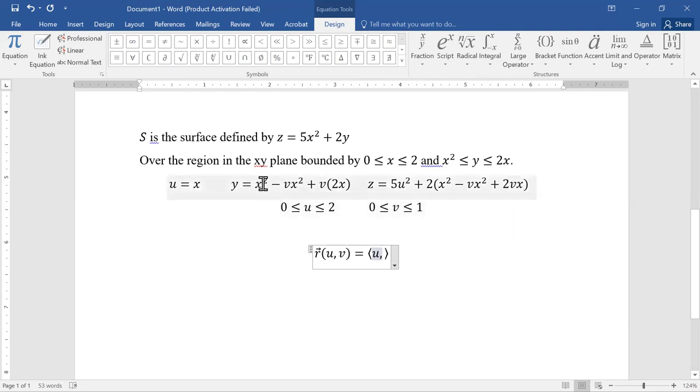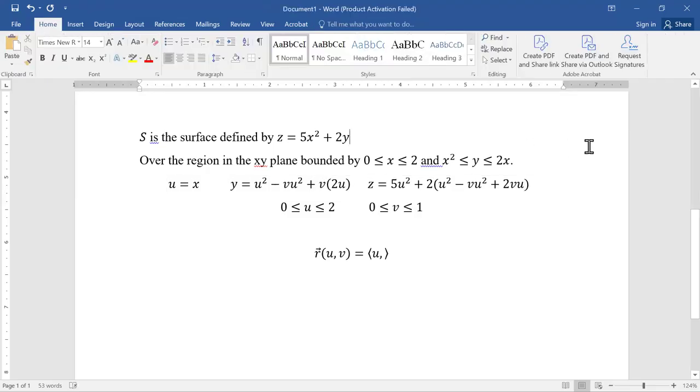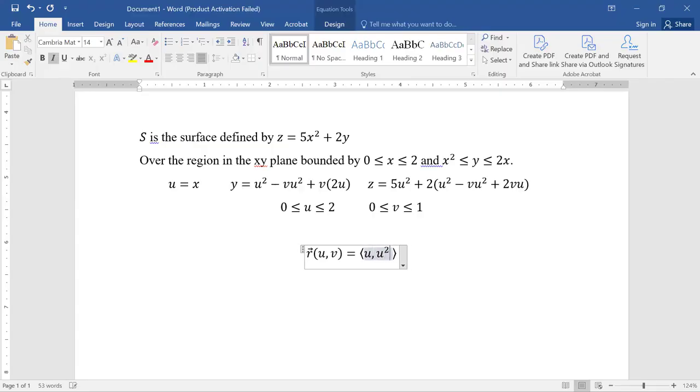Again, remember my x was u. So now I can replace all these x's with the letter u. I could have done that earlier. I just didn't. So my y component is going to be u squared minus v times u squared plus 2 times v times u, or u times v. It doesn't matter what order you write those in.